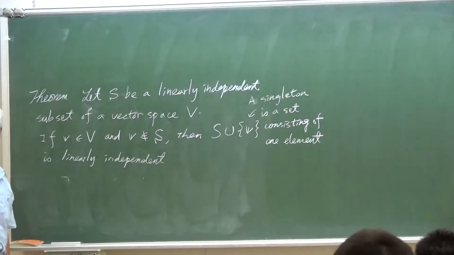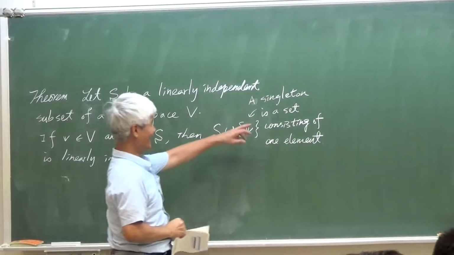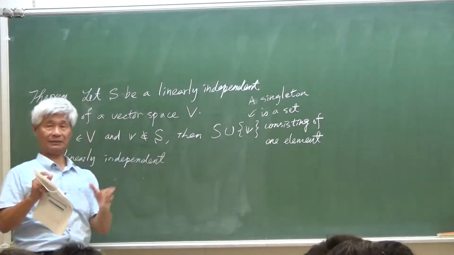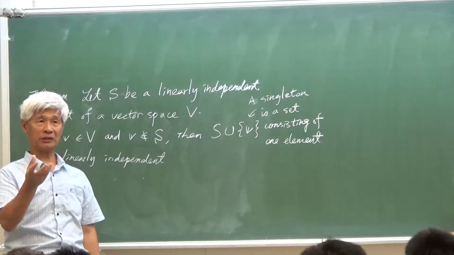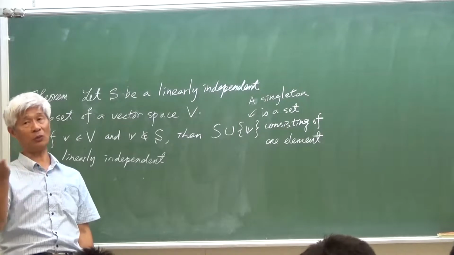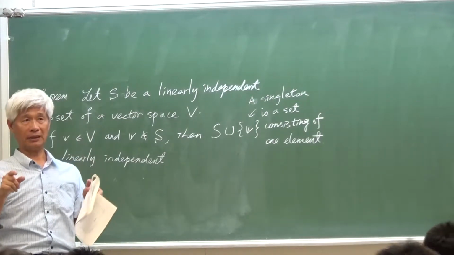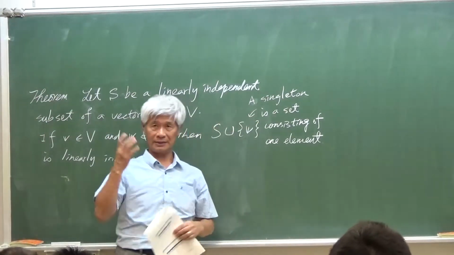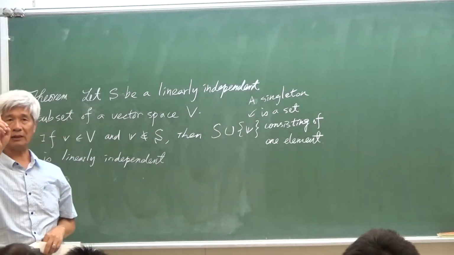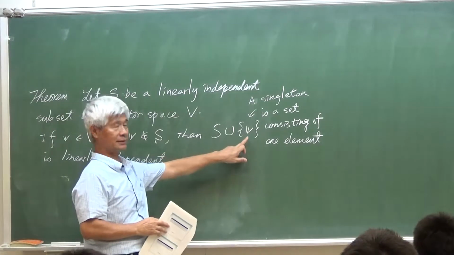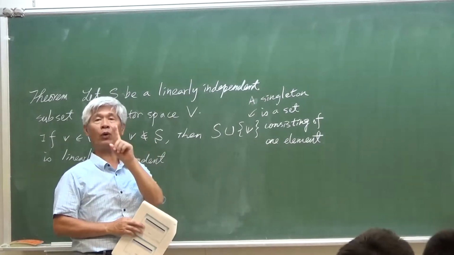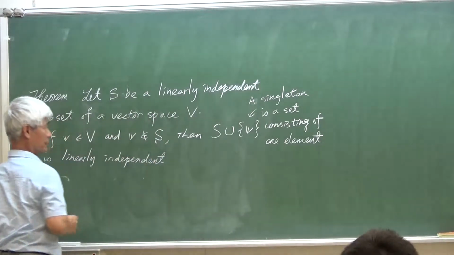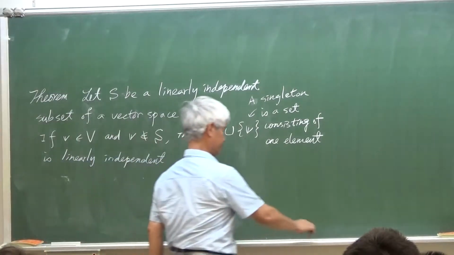Singleton is just a term to denote a set consisting of only one element. If a set has no element, we call it an empty set, right? So we know what an empty set is because it's just a set and contains no element. A singleton is a set that consists of only one element. So this is a singleton because it's a set consisting of only one vector. Okay. Now, before I prove the theorem, let me make a remark.